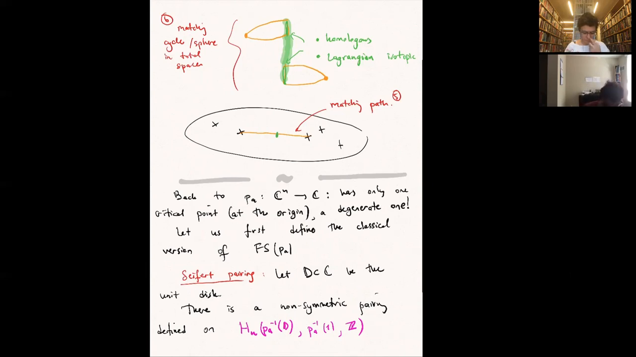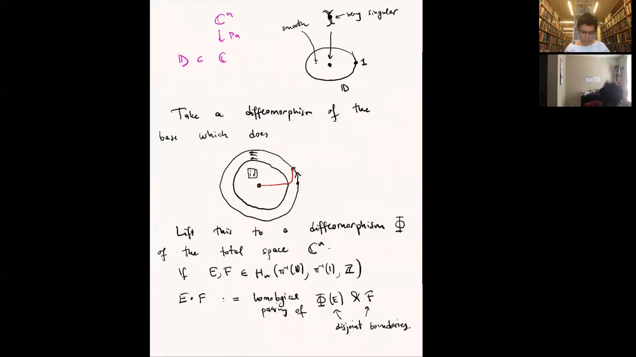So this is defined as a non-symmetric pairing on the relative homology group. Maybe a picture is better. So I have my fibration, I have my map from C^n to C given by P_A. I restrict this to some disk. It's not important how big this disk is. Let me take the unit disk, and on the boundary of this disk I have just the complex number 1.